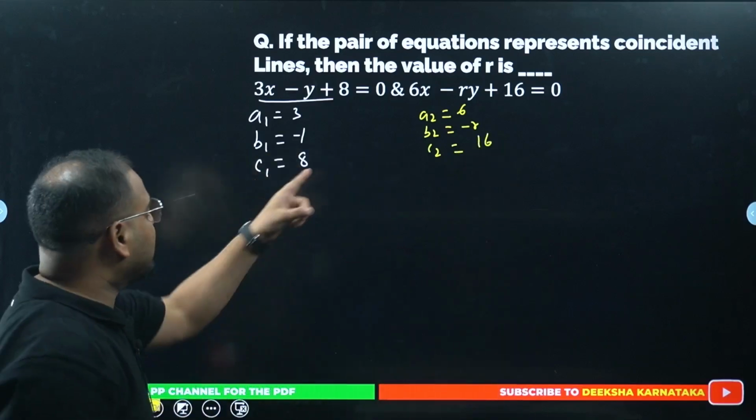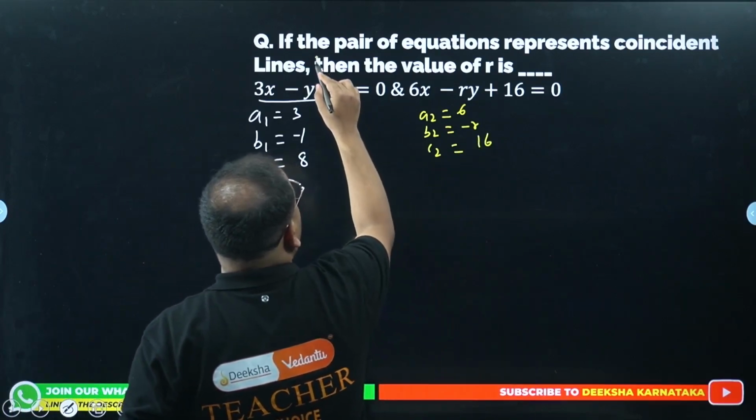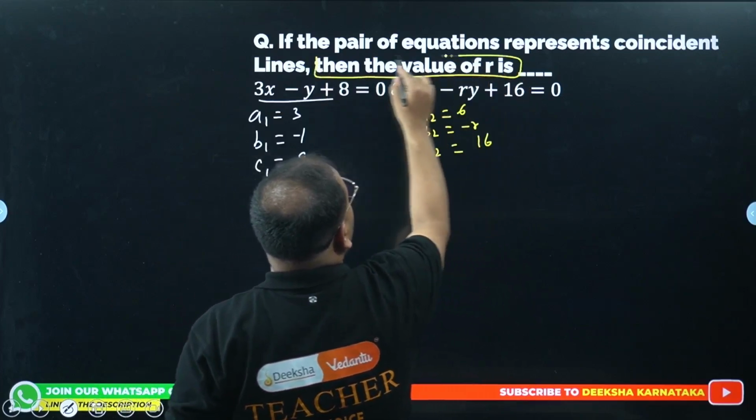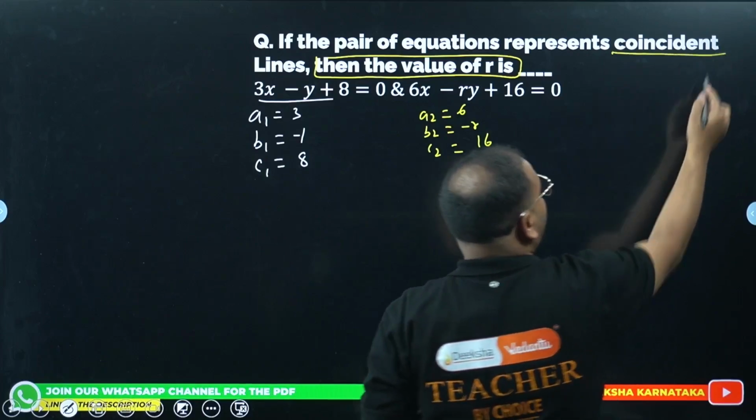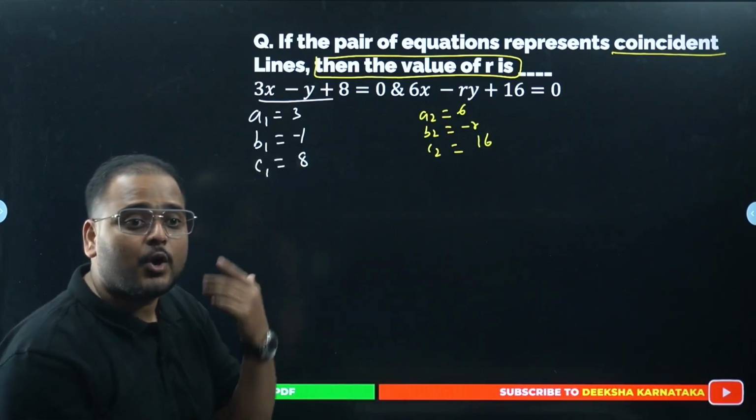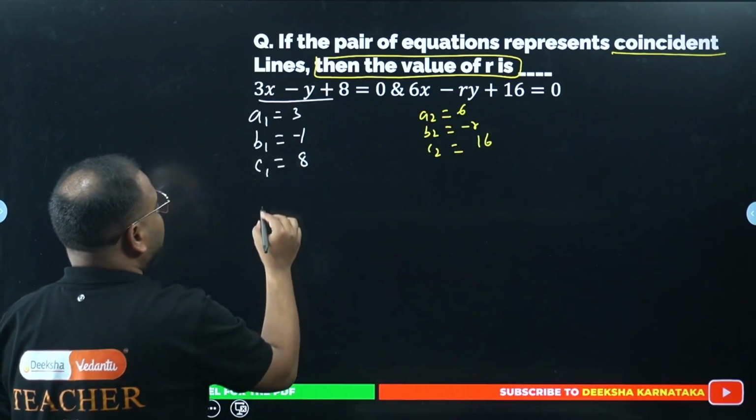Okay, so there's a variable given here because they're asking to find the value of the variable. How will you find it, sir? Because the condition is given. What is the condition? Coincident lines. The condition is given as coincident lines. Write the equation of coincident lines.